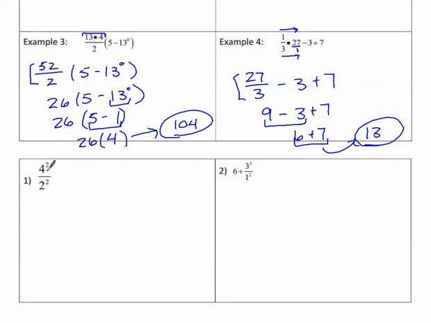So if we look at number 1, you're going to solve the numerator first. 4 to the second power is 16 over 2 to the second power. Then I'm going to solve the denominator, 2 to the second power. So that's 16 over 4. And then 16 can just divide by 4, so the answer is 4. Go ahead and pause the video and do number 2.